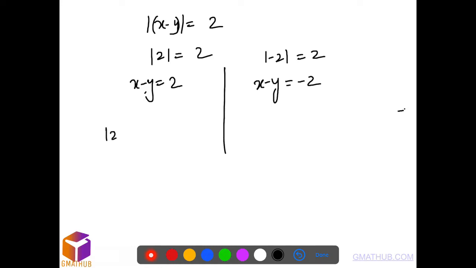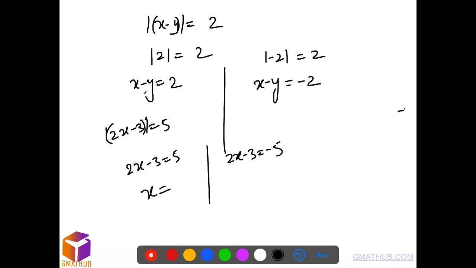For example, mod of 2x minus 3 is equal to 5. So we'll take two cases. This thing within the mod can be 5. This thing within the mod can be minus 5. So we'll get two values of x that will satisfy this mod equation. Let's see some questions.